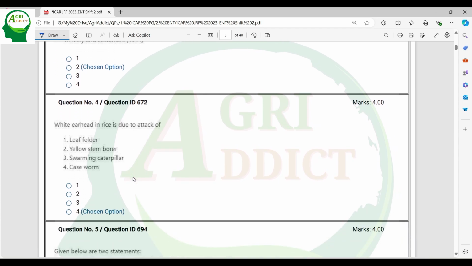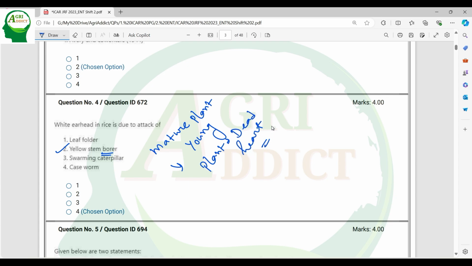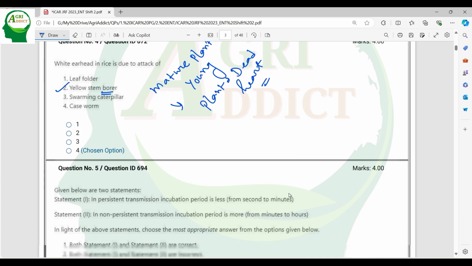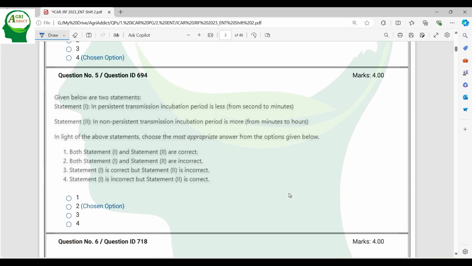White earhead in rice is due to the attack of? It is a simple question. It is due to the attack of yellow stem borer, Scirpophaga incertulas, and white earhead can mainly be seen in mature plants. In young plants it is dead heart, or the hollow stem, and in mature plants it is white earhead in the rice crop.